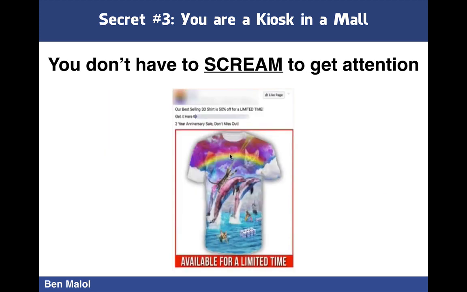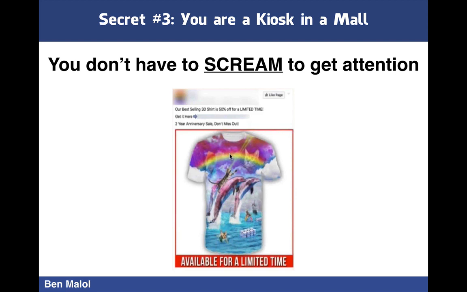That doesn't mean you have to scream to get attention. You don't have to put this crazy rainbow dolphin riding cat shirt. I'm sure this got a lot of attention, but it doesn't mean that you have to have a super screaming ad like this. But this is actually a cool example for something that really stands out. Like I said, it doesn't mean that you have to have a screaming image. The ad just needs to stand out in its copy, in its image as well, which we'll get into in the next slide.